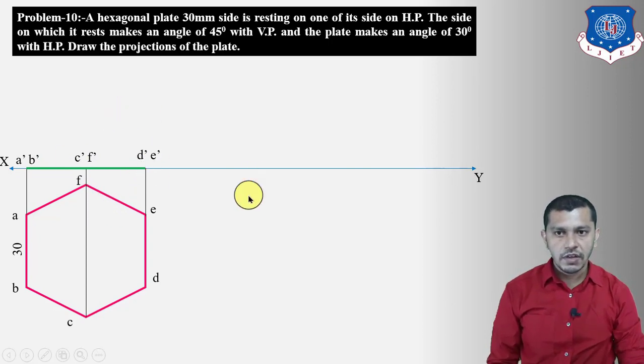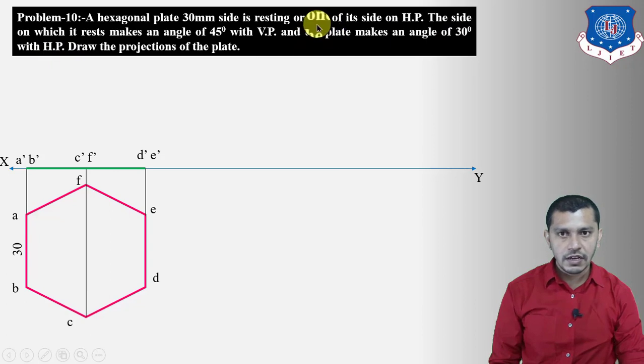Now in the second stage we have to derive the condition with the horizontal plane, because the plate is resting on HP and the condition with the horizontal plane is given here. The plate makes an angle of 30 degrees with the HP, or we can also say that the surface of the plate makes an angle of 30 degrees to the horizontal plane. So now we have to incline this elevation A dash B dash to D dash E dash at an angle of 30 degrees to the XY reference line by taking A dash B dash on the XY reference line. So draw a line, incline it at 30 degrees by taking A dash B dash on the XY reference line. This will be our D dash E dash.